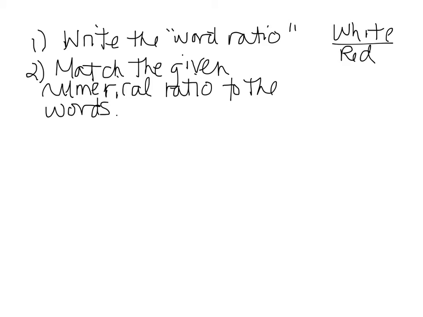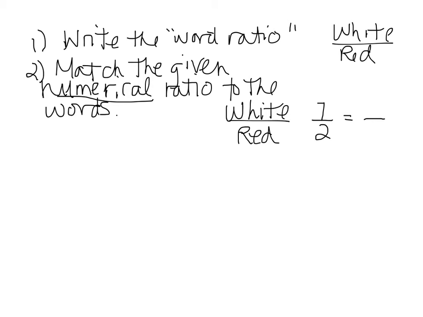So let me just put this where we can have room to do the whole thing. White to red is the word ratio. 7 to 2 is the given numerical ratio. In other words, in numbers, what are we given? It says it's in a ratio. White to red is in a ratio of 7 to 2. We draw our equal sign and our little fraction bar. Now you have to figure out where the other number that's given goes.